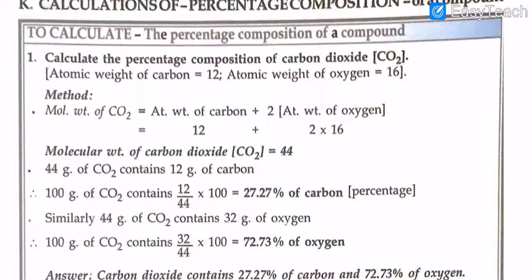Now, similarly, in CO2, I have 2 oxygen atoms. That's 16 into 2, 32. 32 divided by 44. Oxygen is a more studious student. So oxygen scores 32 marks out of 44. If I had to find the percentage, it would be 32 divided by 44 into 100, which equals 72.73% of oxygen. Basic maths happening over here. There's not even any formula required.